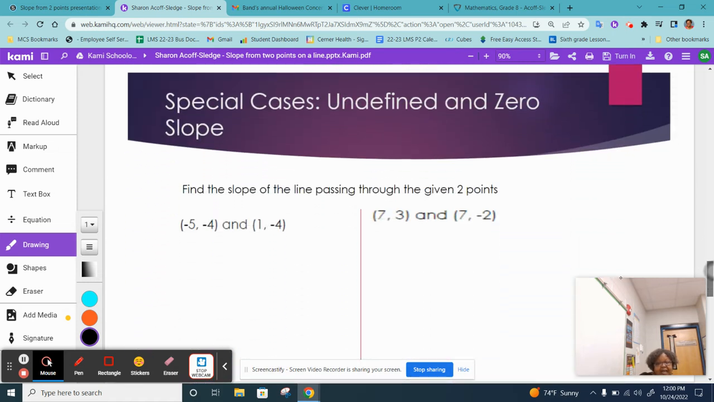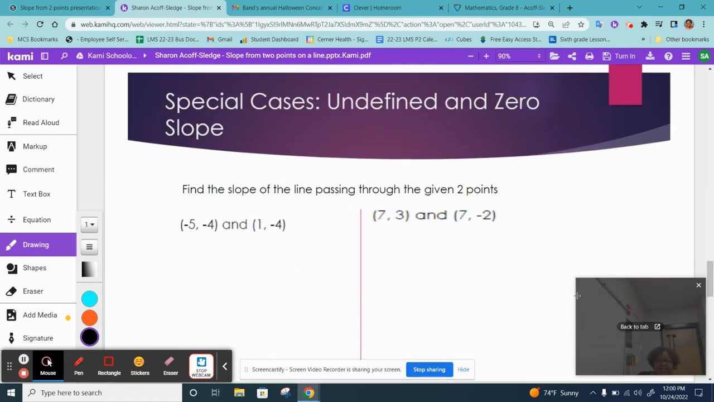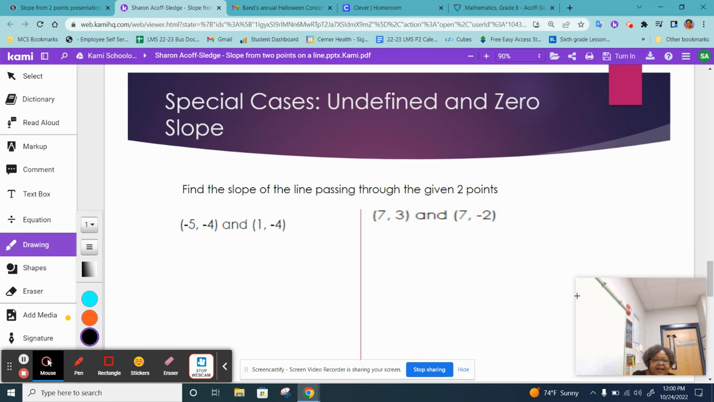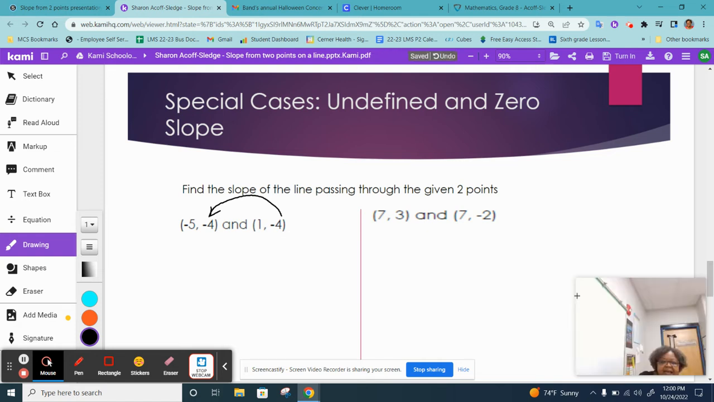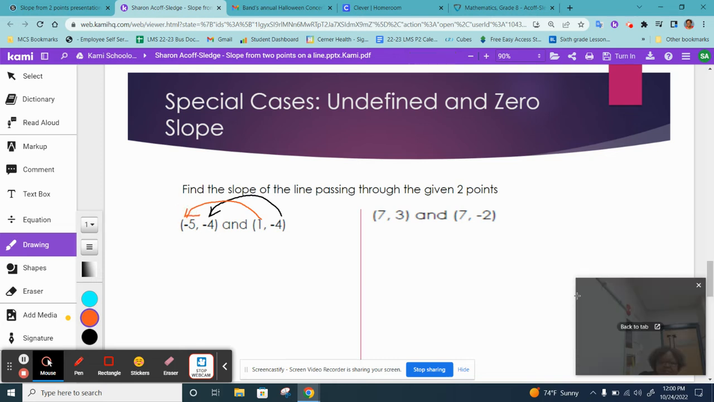Now, special cases, undefined and 0. Okay, so here we're going to go y minus y. Second number minus second number. And let me change color. First number minus first number. Okay, so I don't know what to write. Somebody tell me. Help your math teacher.